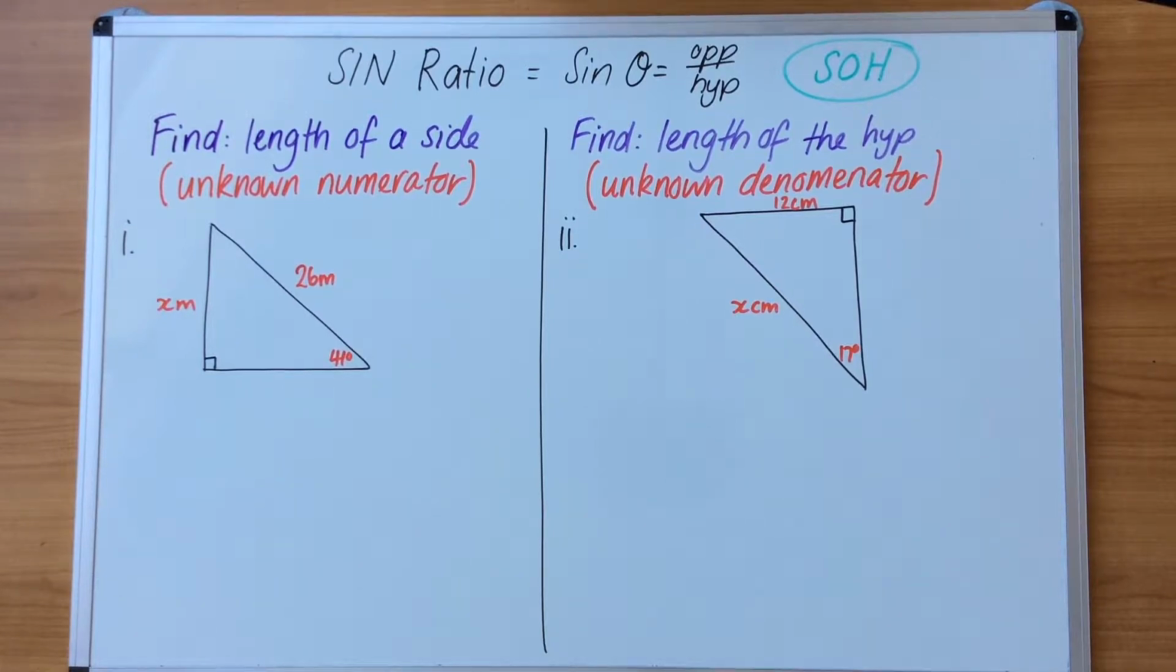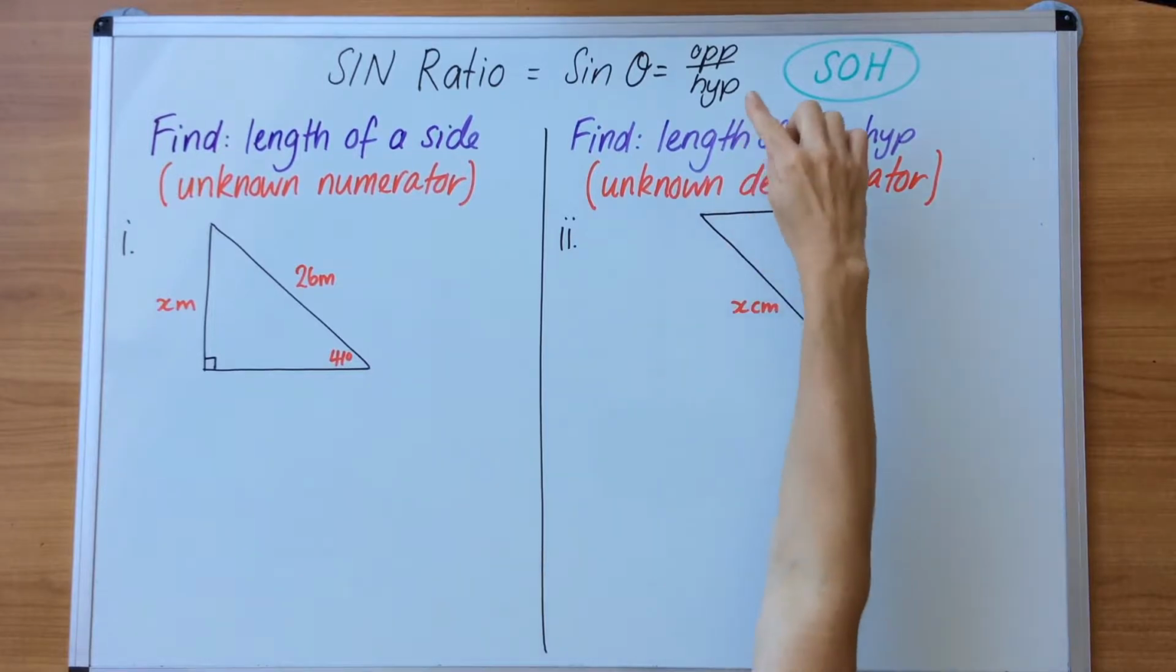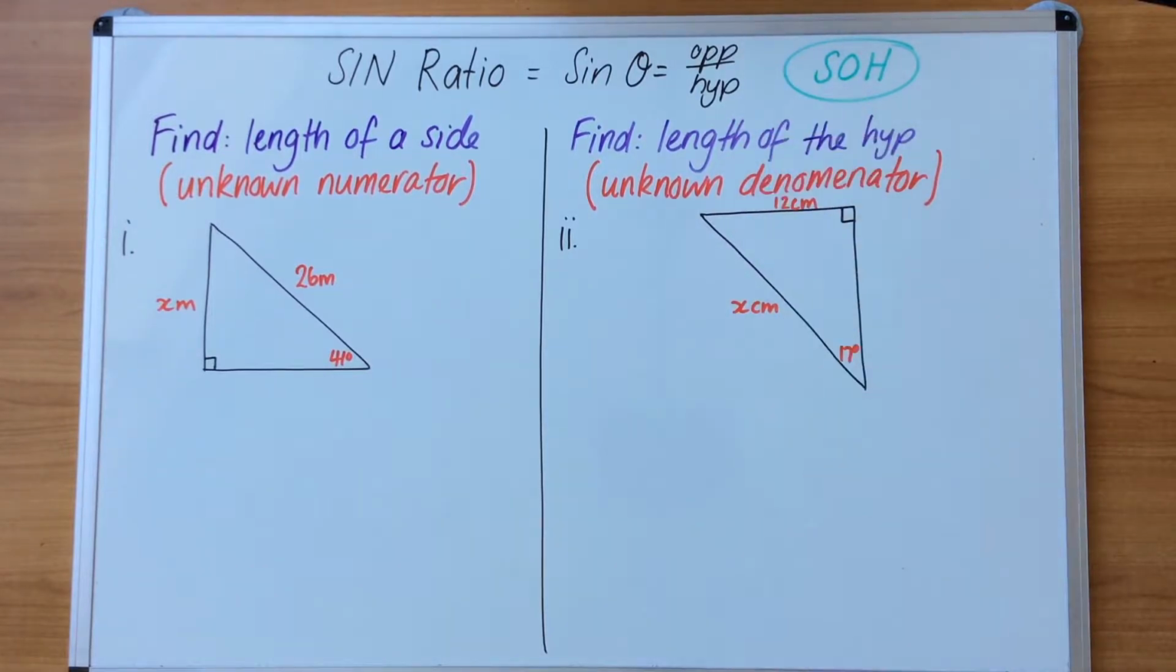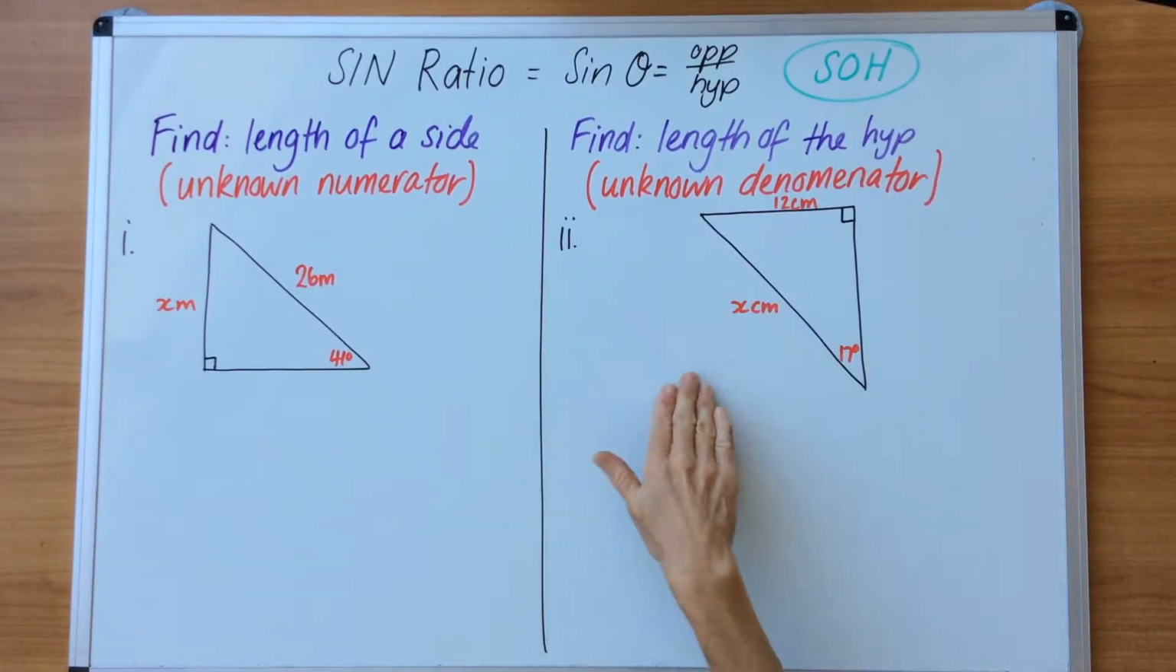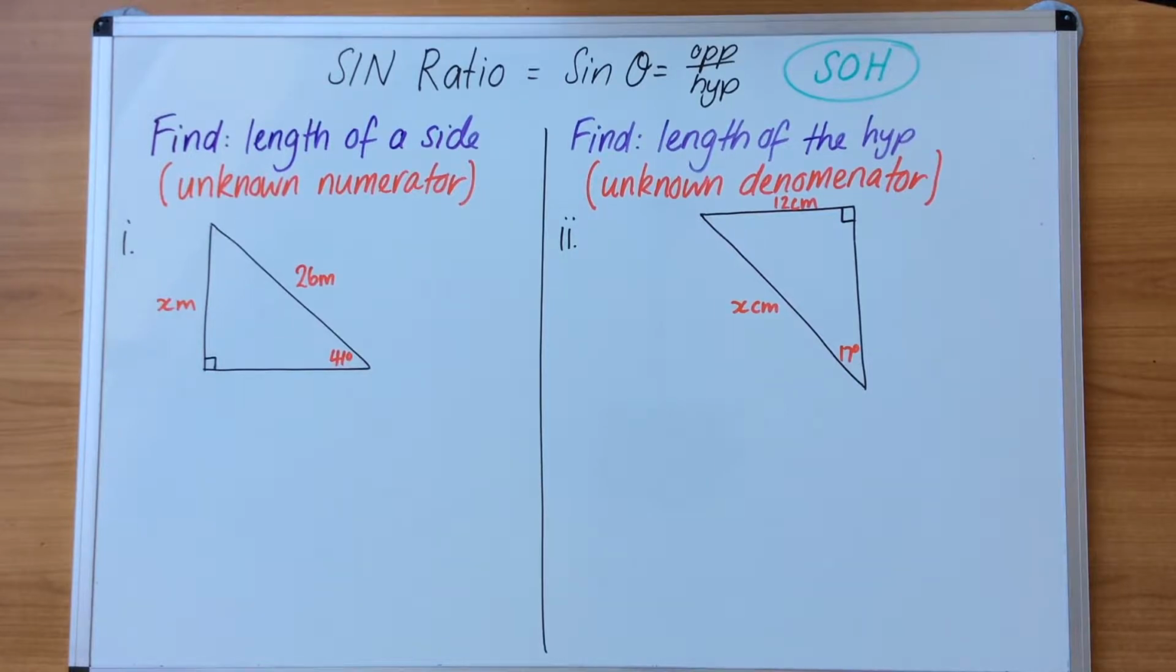We are now moving on to the sine ratio. The rule of thumb for sine is sine theta equals opposite over hypotenuse. And the acronym I mentioned before, SOH CAH TOA, SOH being sine, is opposite over hypotenuse. So when you have information of an opposite and a hypotenuse in your triangle, you know it's the sine button.